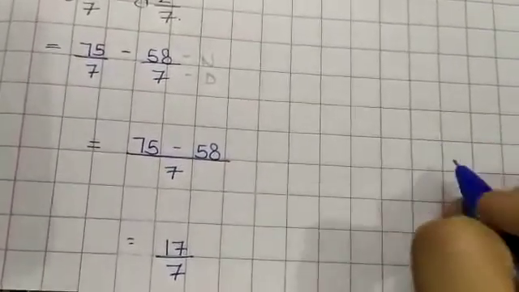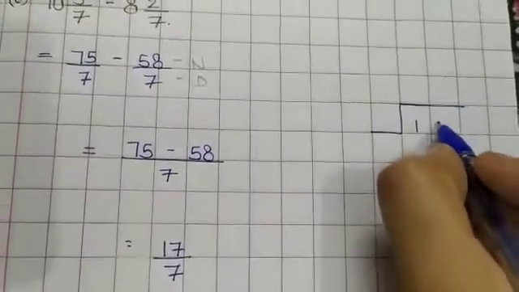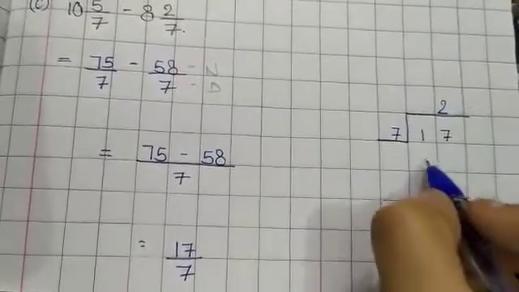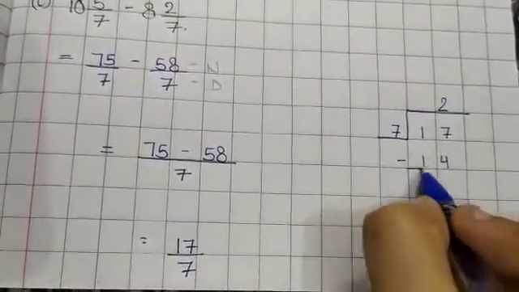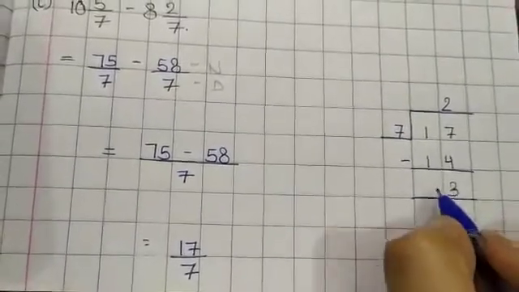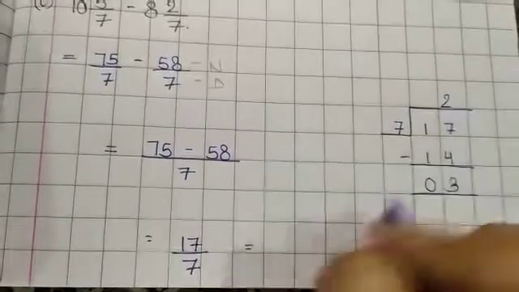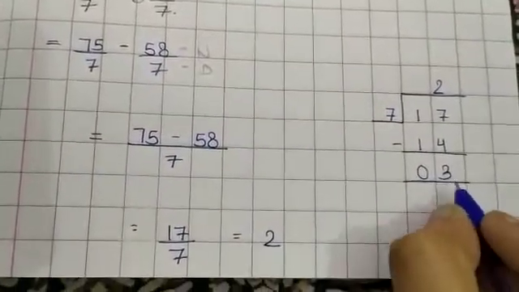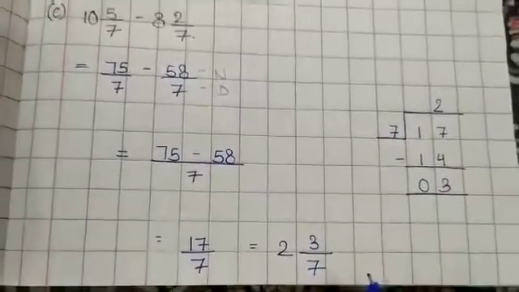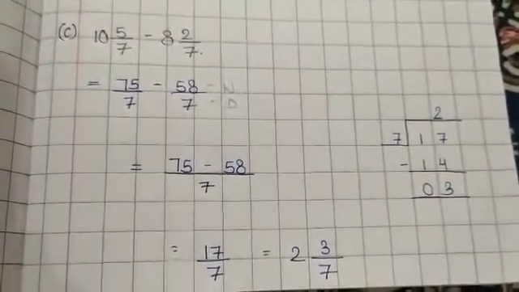So divide it here. Divide 17 by 7. 7 twos are 14. Subtract. 17 minus 14 is equals to 3. So in mixed numeral, quotient, which is 2, remainder, which is 3, upon divisor, which is 7. So 2 3 by 7. Complete this question.